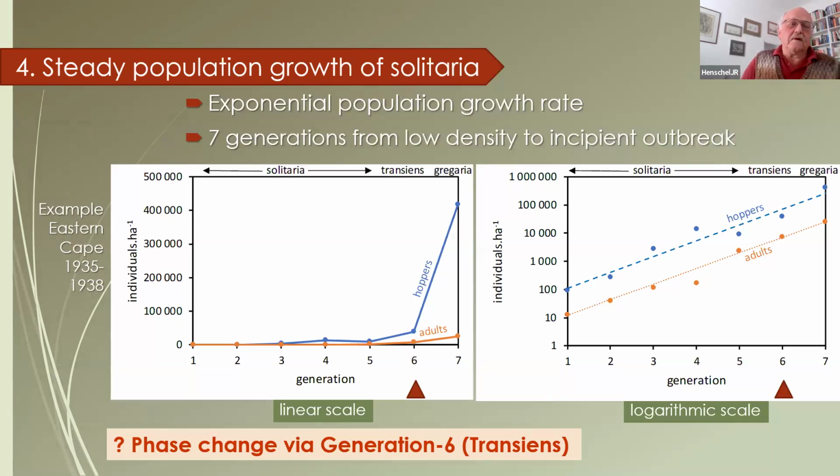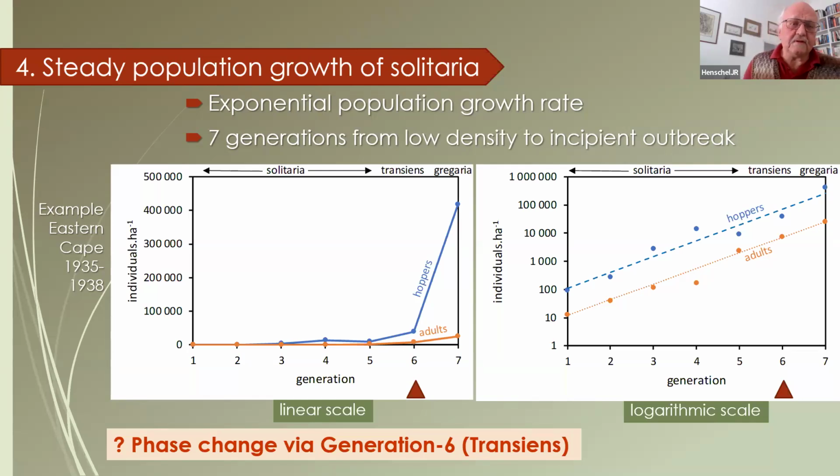When looking at the population growth, it's the solitaria that build up the swarms. And for 6 generations, you can hardly notice anything. Every farmer will know there are a few insects, beetles, and others crawling around, and so are solitary locusts. You hardly notice them, they're very cryptic, and suddenly there's a big swarm.